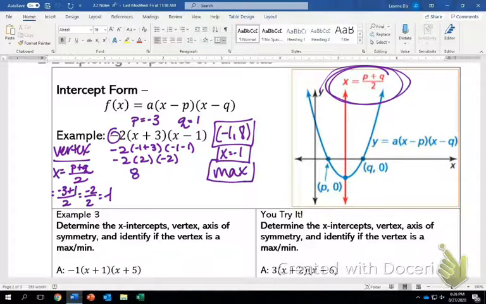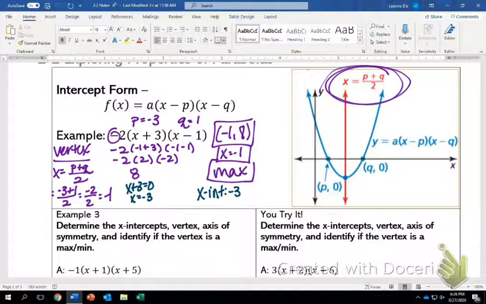Your intercepts are very easy to find. All you're going to do is take both of your parenthetical statements and set them equal to 0, and then solve for x. So in the first one, it's going to say x plus 3 equals 0. If I subtract 3 on both sides, x will be isolated, and I'll have x equals negative 3. So that's one of my x-intercepts.